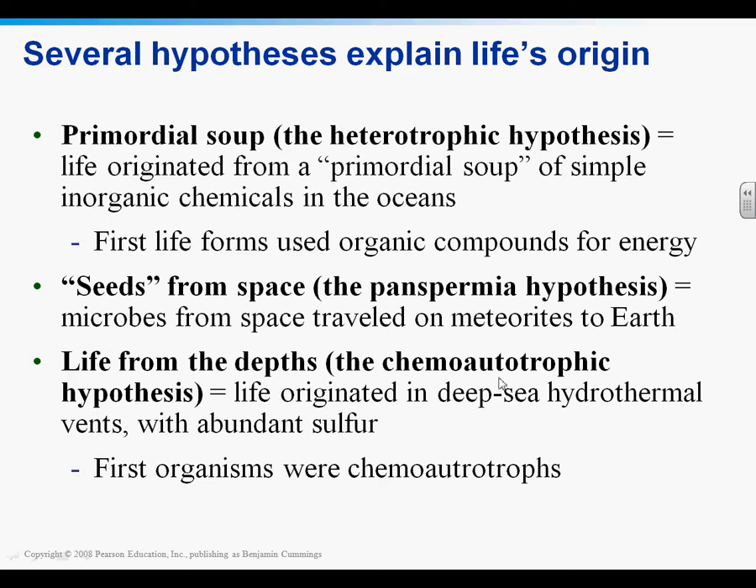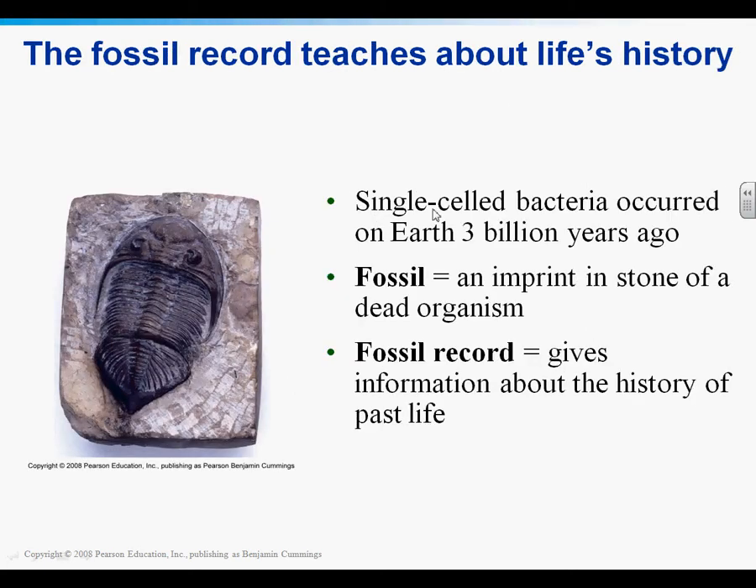And then the chemoautotrophic hypothesis, which is very similar to life in those hydrothermal vents that we talked about, where life is found in the deep mid-ocean ridges, in black smokers, consuming the hydrogen sulfide. So maybe our first organisms were these chemoautotrophs. Either way, the easiest thing for us to do is go back and look at the fossil record, right? And all of a sudden we start to see single cell organisms coming around 3 billion years ago.